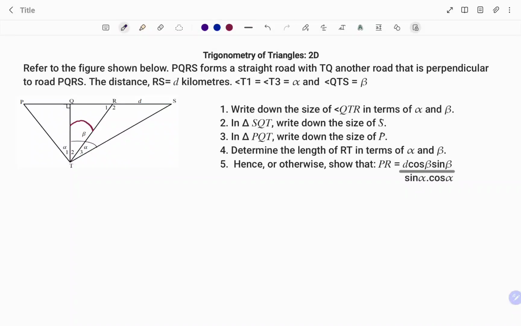In this video, I'm going to show you how to solve the following two-dimensional trigonometry of angle question.